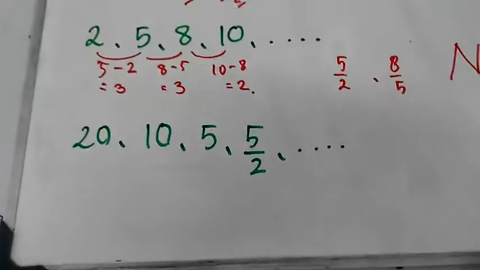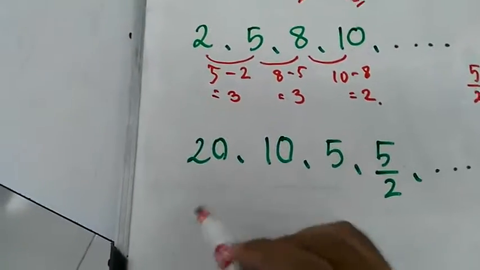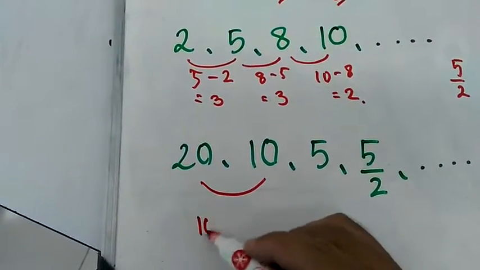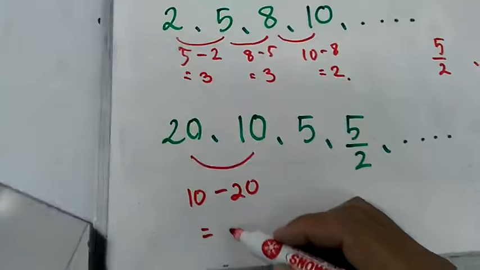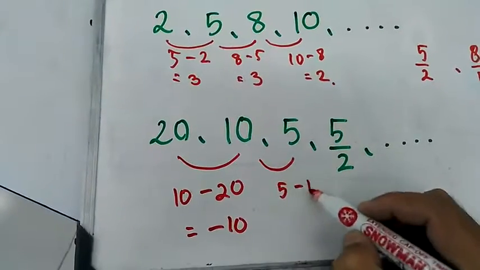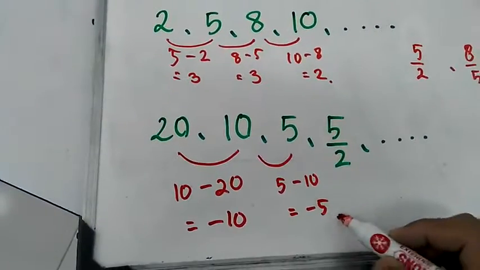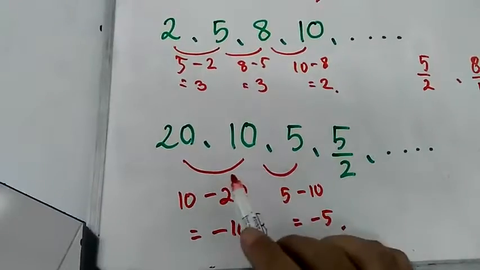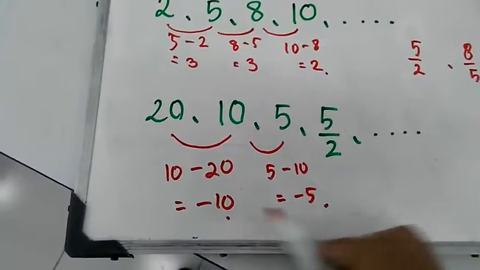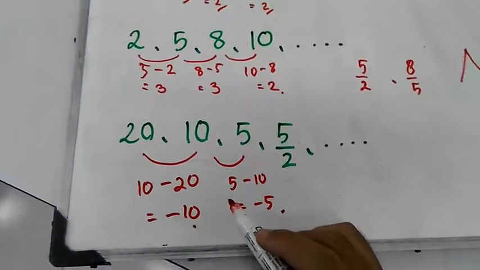The last one, let's check the pattern over here. First, you need to determine the difference. So 10 minus 20 equals negative 10. And next is 5 minus 10 equals negative 5. The differences are different, so it does not belong to an arithmetic sequence.